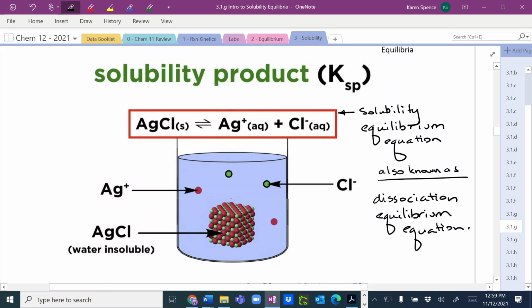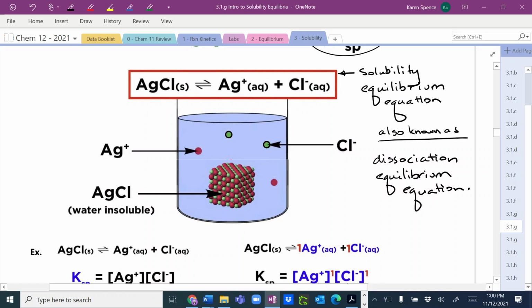And you will be expected to write this anytime you use something where you're finding a KSP, okay? So you'll be given something like AgCl, and you'll be expected to be able to write the solubility equilibrium equation. And one thing you're going to notice about this, where is our solid? Is it in the reactants or is it in the products? It's in the reactants. The solid, when we write the solubility equilibrium equation, will always be in the reactants. It will always be on the left.